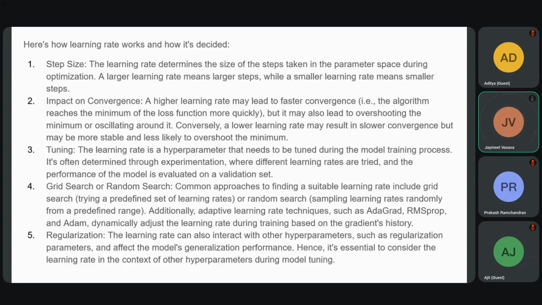And last, regularization. The learning rate can also interact with other hyperparameters, such as regularization parameters, and affect the model's generalization performance. It's essential to consider the learning rate in the context of other hyperparameters during model tuning. So this was just a short summary on the learning rate and how to get started working with it.